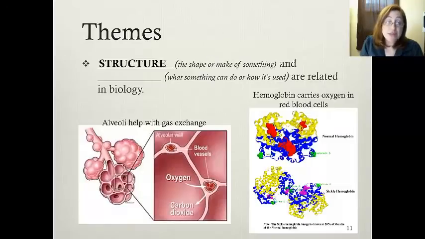The next theme, and this is a really big one, we're going to talk about this a lot. The structure of something and its function are going to be related. So the structure is basically its shape or the form of something, and that's going to determine how it is used or what it can do. So I have two really great examples here. Okay, your lungs are shaped in such a way so that you can bring in oxygen and you can exhale carbon dioxide. And that needs to travel throughout your body.